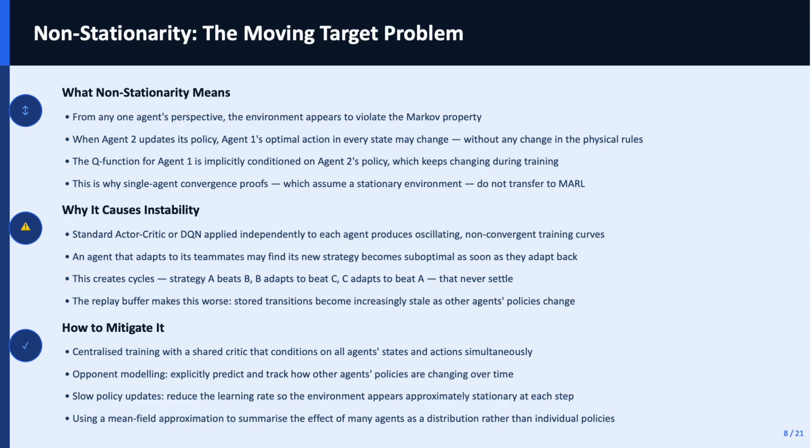A team training cooperative agents to manage power grid load balancing found that standard independent Q learning consistently produced oscillating policies. One agent would learn to shift load to a particular time slot, the second agent would adapt to do the same, which would overload that slot, causing the first agent to shift away again. A cycle that continued indefinitely without convergence, because each agent's learning was continuously destabilizing the environment the other was trying to learn in.